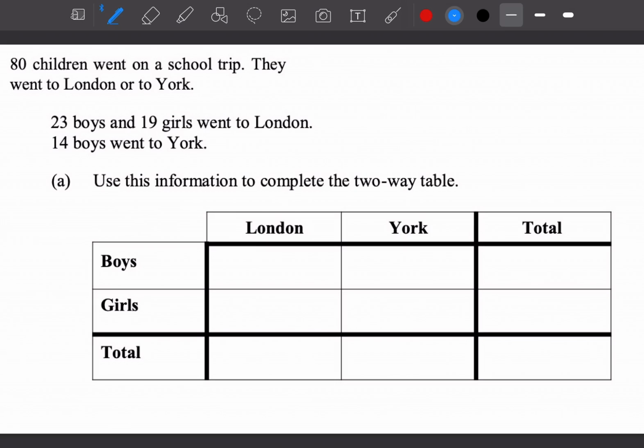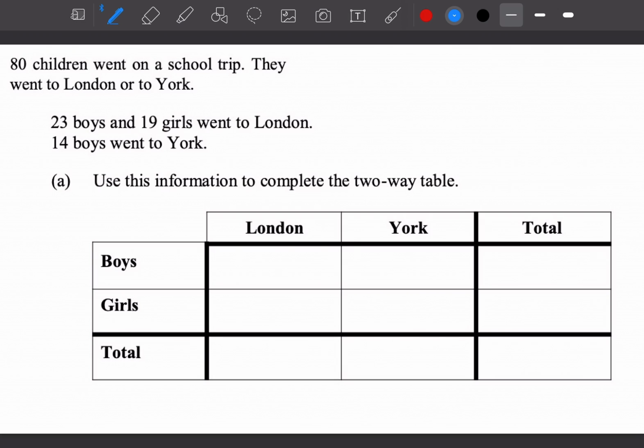So today we're going to be talking about two-way tables. We can see we have this information at the top, and then we have our two-way table at the bottom. So we know that 80 children went on a school trip. They went to London or to York. 23 boys and 19 girls went to London. 14 boys went to York. Use this information to complete the two-way table.